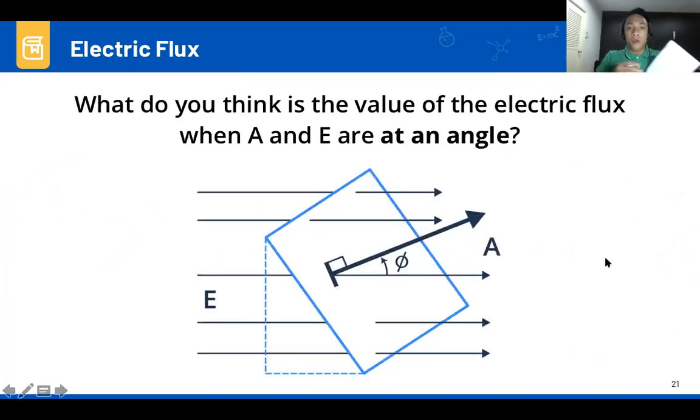Next one. What do you think is the value of the electric flux when A and E are at an angle? For example, it is no longer perpendicular. Meaning, if this is the flow of the electric field, as in the picture, and the plate is tilted like this, or how do I put it, the plate is slanted. So when it enters there, the charges will go like that. Right? So, it will create an angle.